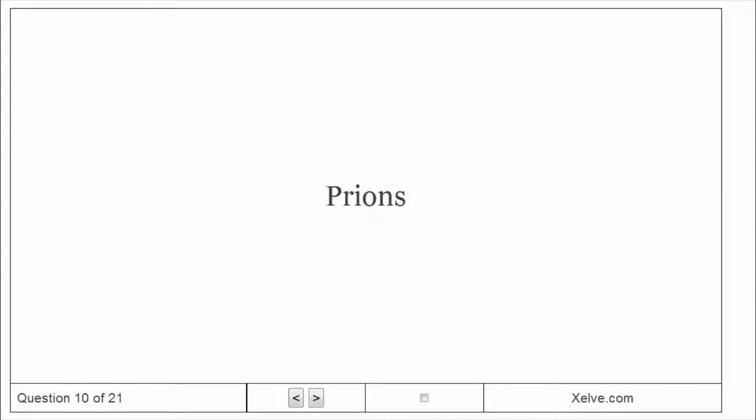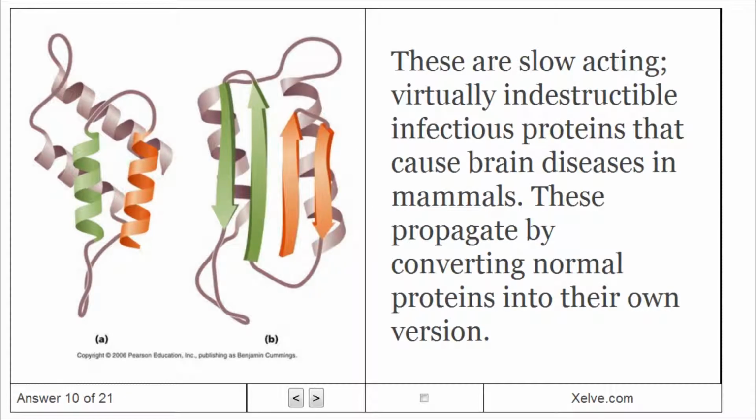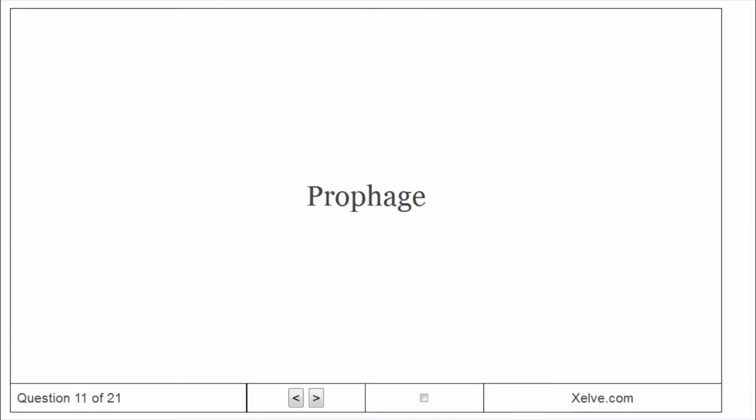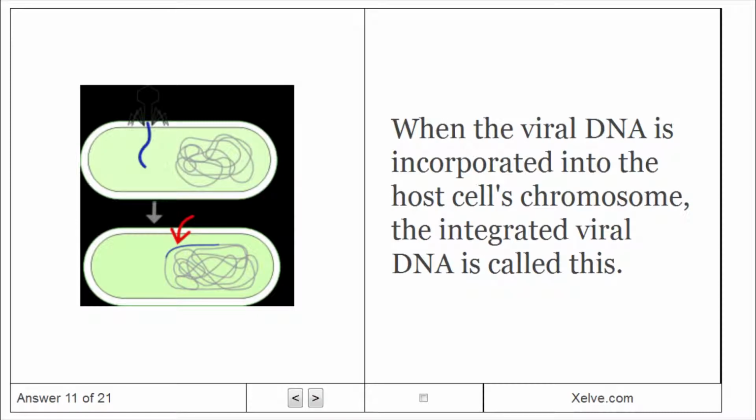Prions. These are slow-acting, virtually indestructible infectious proteins that cause brain diseases in mammals. These propagate by converting normal proteins into their own version. Prophage. When the viral DNA is incorporated into the host cell's chromosome, the integrated viral DNA is called this.